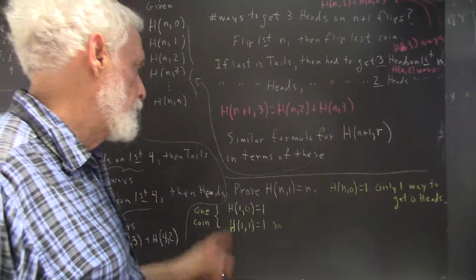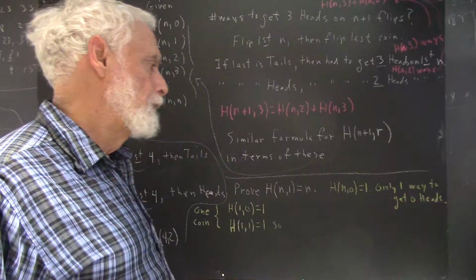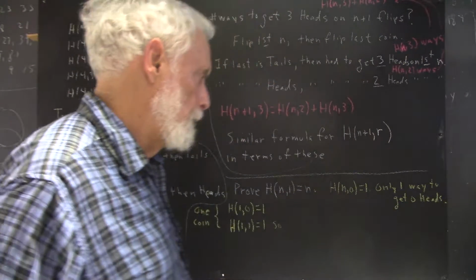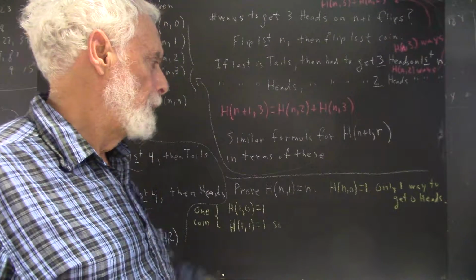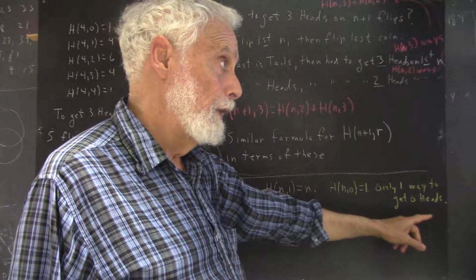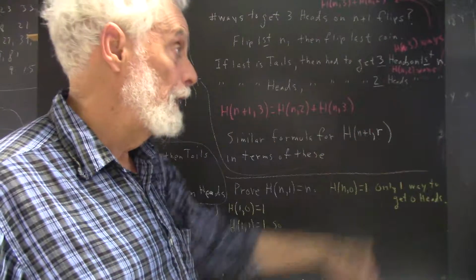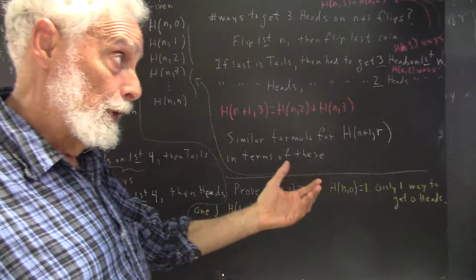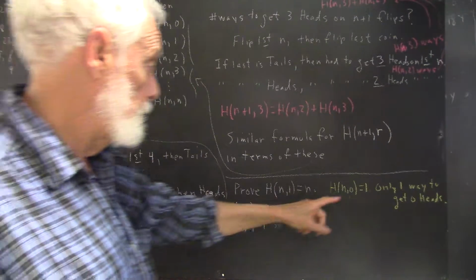Now we want to actually prove that h of n,1 equals n. We first observe, and we're going to accept this, that h of n,0 equals 1. No matter how many coins you flip, there's only 1 way to get 0 heads, and that is to get n tails. Okay? There's only 1 way that can happen. So we're going to be able to accept this.